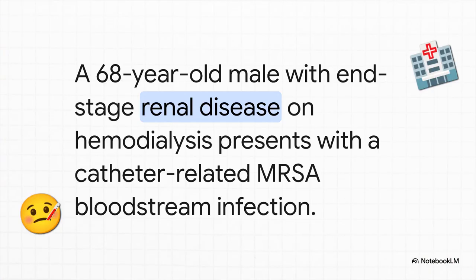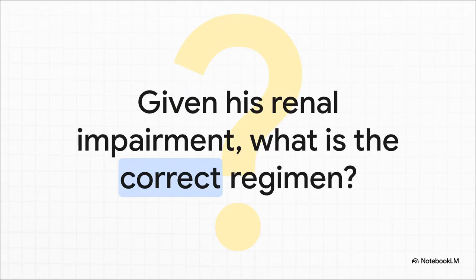Let's work through a classic clinical scenario. Imagine you have a 68-year-old male with end-stage renal disease who is on hemodialysis. He comes in with a catheter-related bloodstream infection, and sure enough, his blood cultures pop positive for MRSA. So here's the million-dollar question. How do we correctly dose daptomycin for this specific patient? You've got to weigh two big factors: the indication, which is serious MRSA bacteremia, and his profound renal impairment. What's the right move here?